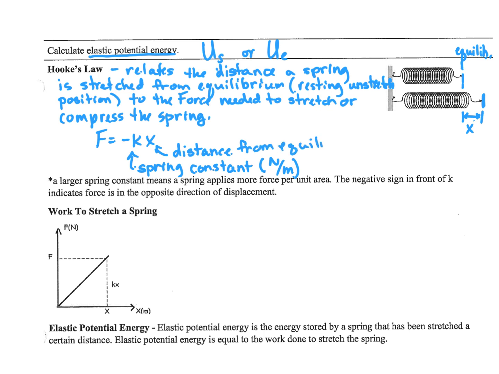So now, you can see as k goes up, the force goes up, doesn't it? So stiffer springs mean more force required, because stiffer springs have higher spring constants. Okay?